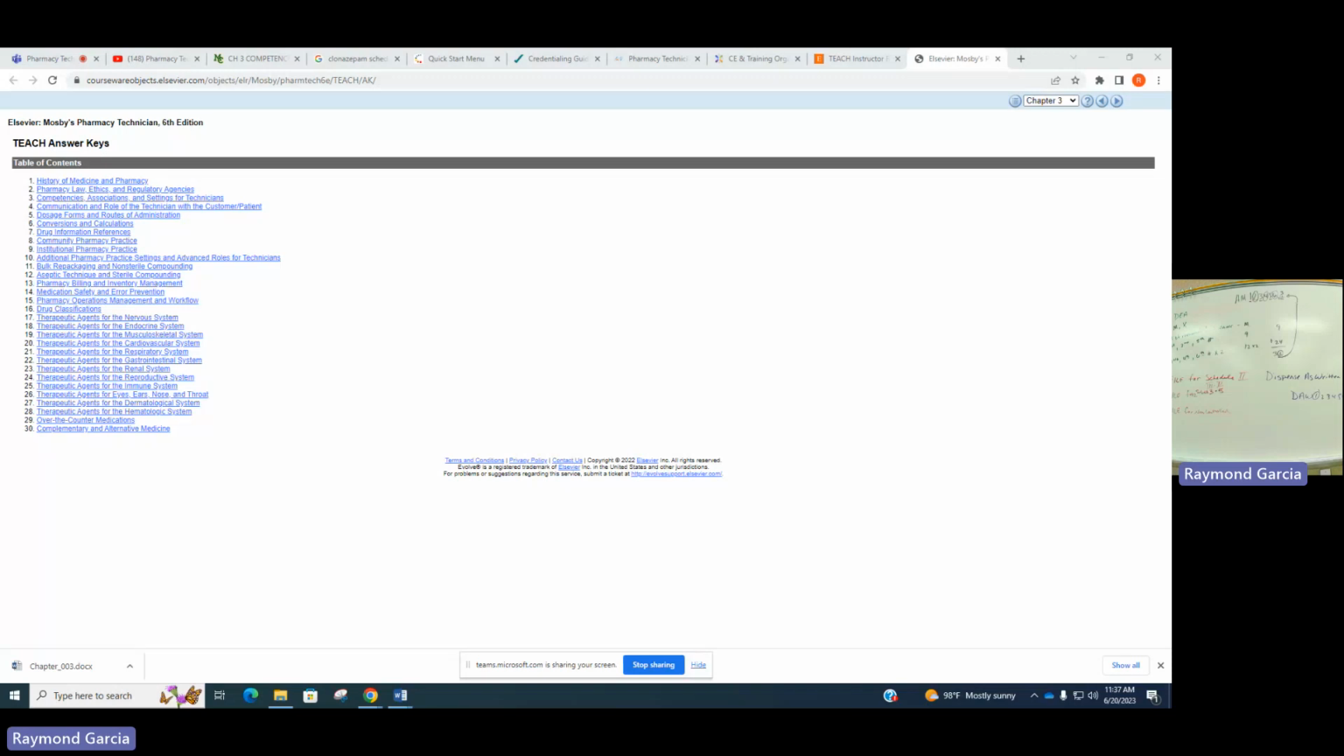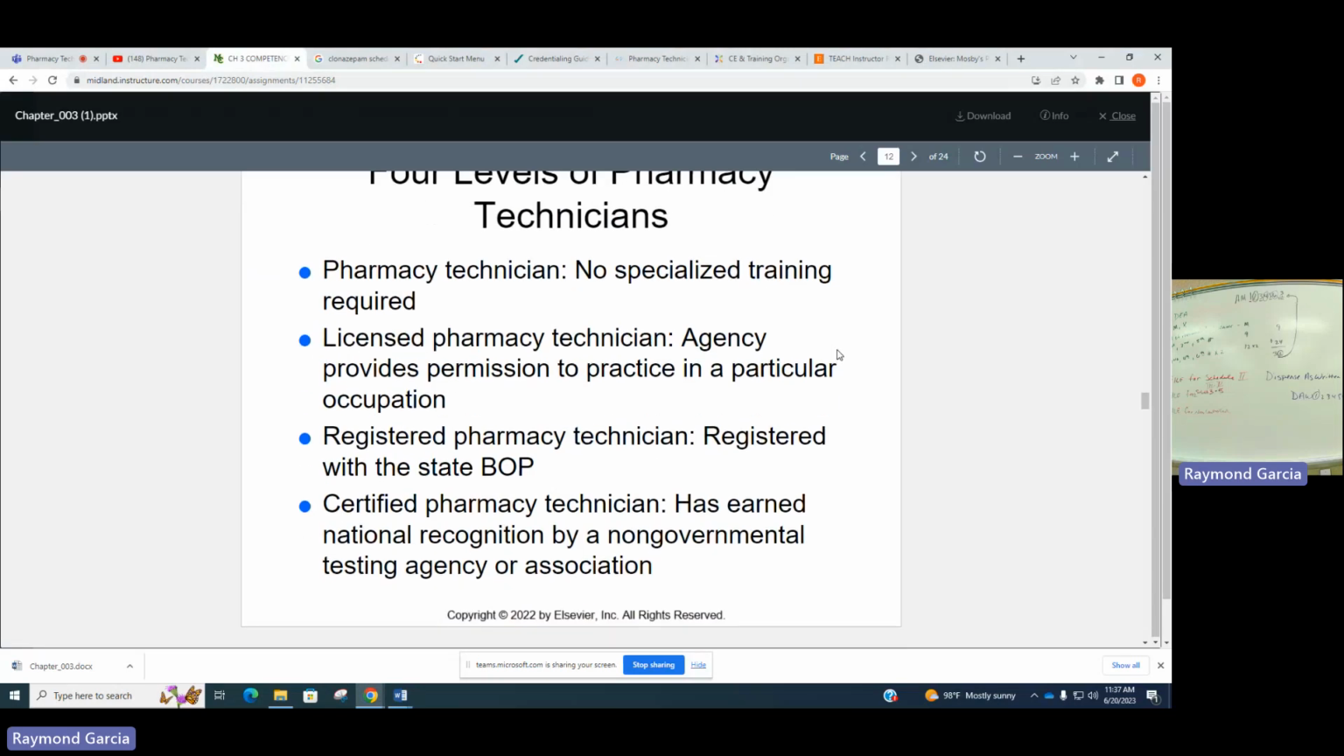All right. So back here to the 4 levels of pharmacy technicians. Pharmacy technicians, no specializing training is required. Licensed pharmacy technicians, agency provides permission to practice in a particular occupation. So you can have like a trainee license and you can be okay. But that's only good for 2 years. You have to pass the examination within those 2 years.